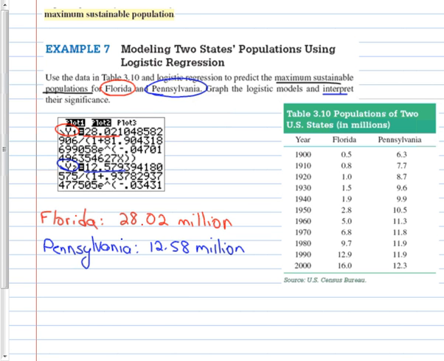If I'm going to interpret it, we would be writing a paragraph out about why we think Florida is where it is and why we think Pennsylvania is where it is. So this is really useful. I just get goosebumps of excitement for this stuff because I can know where Florida's probably going to end up, 28 million.